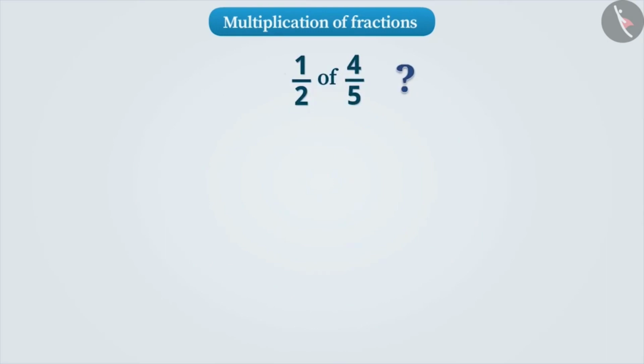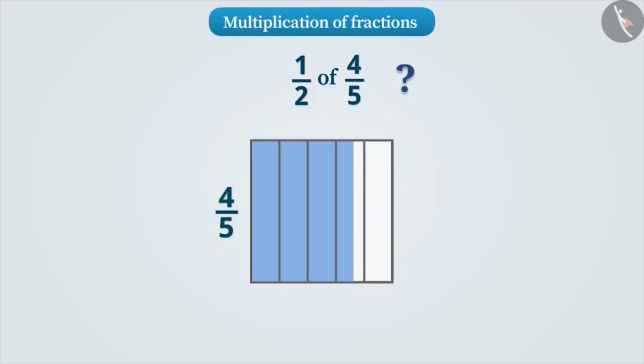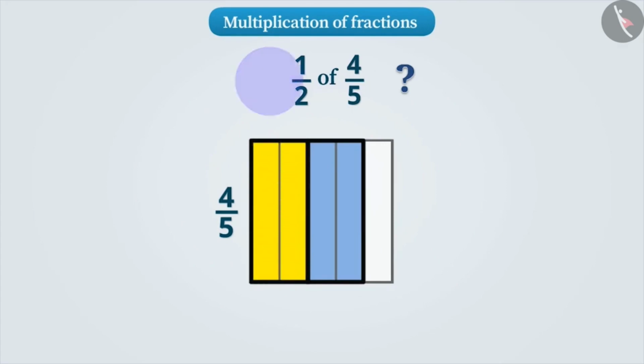Let us find out. Here, the fraction 4 by 5 represents 4 parts out of 5 equal parts of a whole. To find half of it, we will create 2 groups of these 4 shaded parts and take one group out of them. This group represents half of 4 by 5.